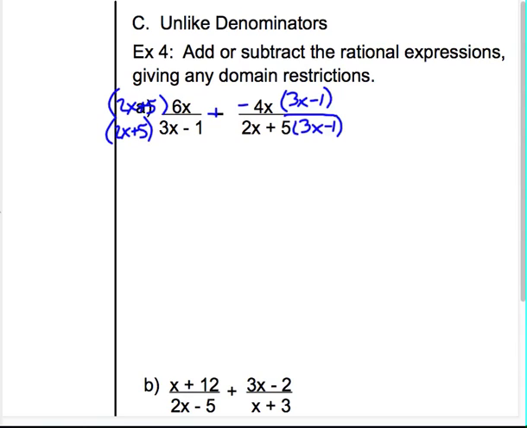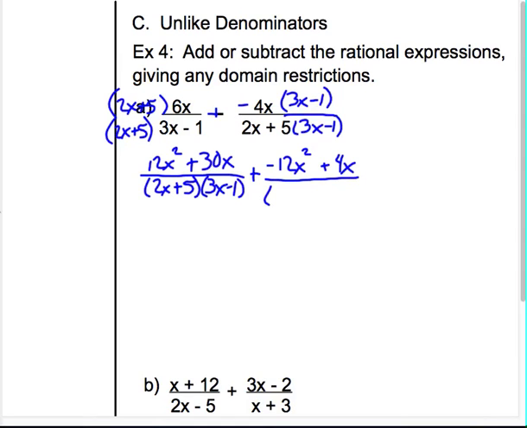In my first fraction, the 2x times 6x is 12x squared. 5 times 6x is 30x. And I'm going to leave my denominators in factored form just in case I can factor out my numerator later. Distributing my negative 4, I get a negative 12x squared plus 4x. And combining like terms in my numerator, my x squared terms cancel. 30x plus 4x is 34x.